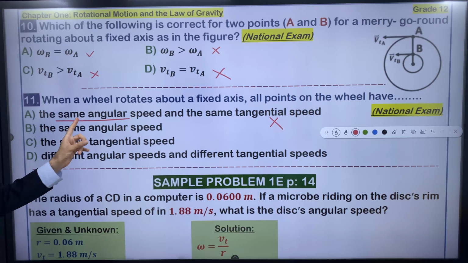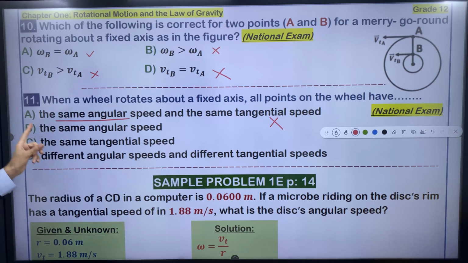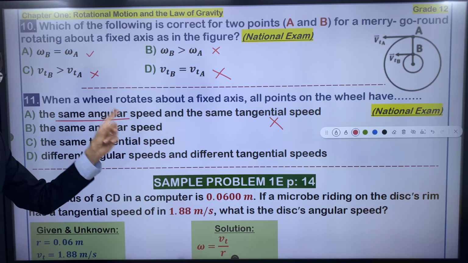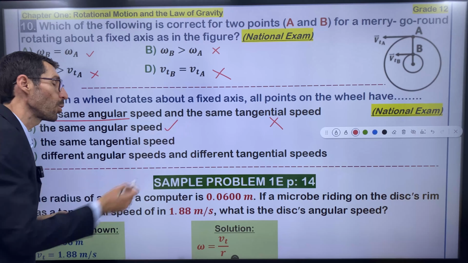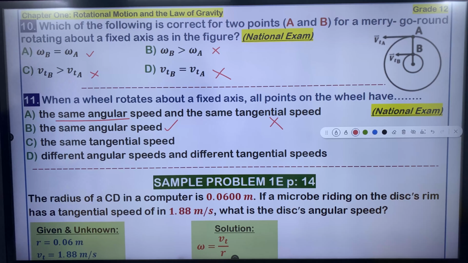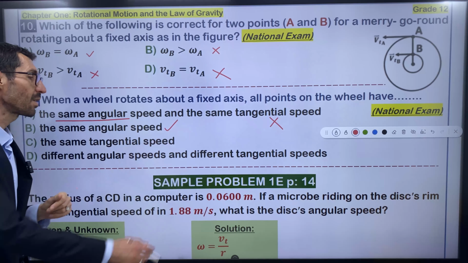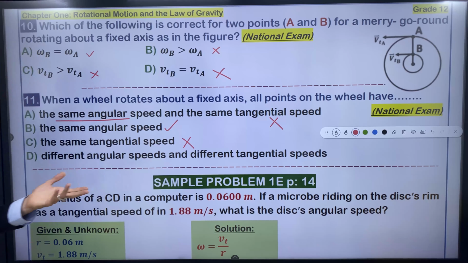B, all points on the wheel have the same angular speed. It's true. Till now it's true. We accept it. But I told you we have to read all options to make sure your answer is the best, and to make sure you don't make any mistake. C, the same tangential speed. No, it's wrong. We don't accept it.